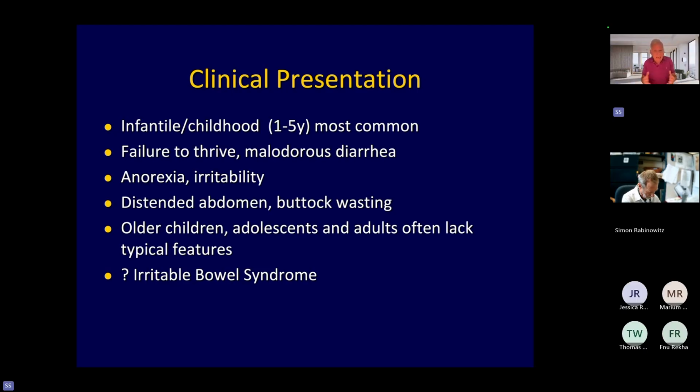Older children and adolescents and adults often lack the typical features. And one of the things, and I think Dr. Wallach could comment on this, is that studies have shown that some patients presenting with irritable bowel syndrome, particularly diarrhea predominant IBS, actually have celiac disease. So when you see patients with IBS, this is another diagnosis which needs to be considered.